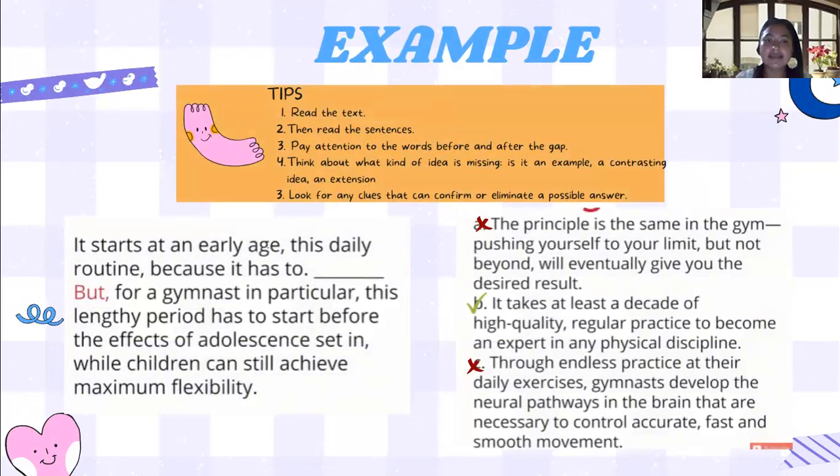As you can see here, we have an example of part 6. To do this, you're going to read the text, then the possible answers. Pay attention to words before and after the gap. After that, think about what kind of idea is missing. Is it an example, a contrasting idea, an extension, maybe? Look for any clues that can confirm or eliminate a possible answer. So in this text, the clue word is 'but'. So it means that we're looking for a contrasting idea. So the correct answer here is the letter B.